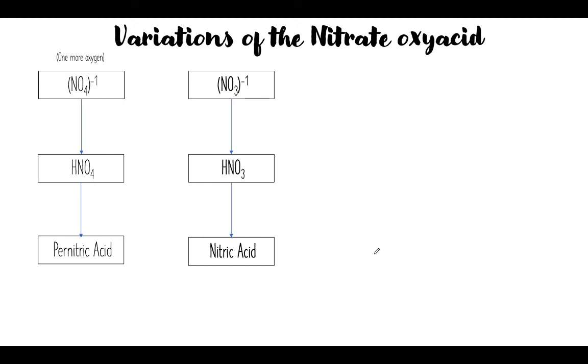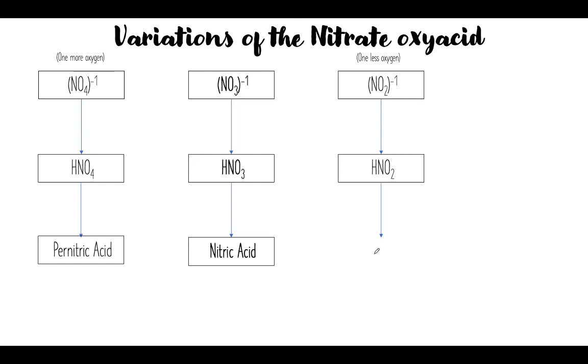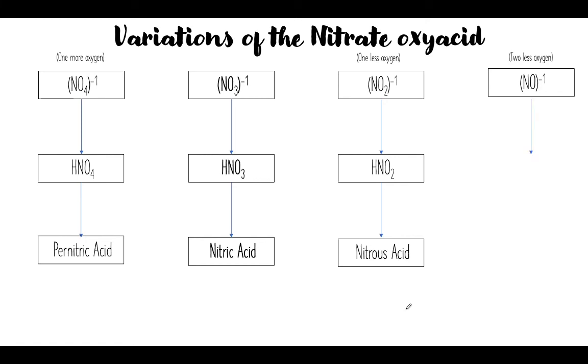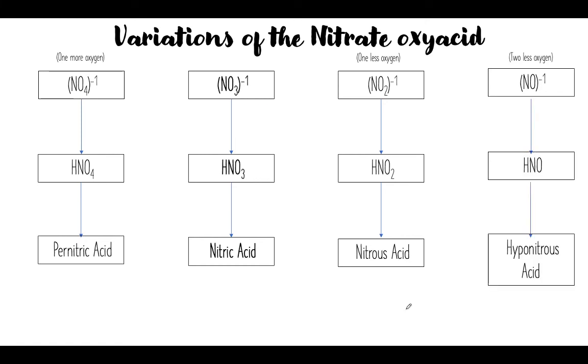Okay, let's go into a scenario where there's one less oxygen. Again, charge does not change. There's just one less oxygen. The acid that is formed is HNO2. The acid is nitrous acid. And if there's two less oxygens, it would be HNO, and it's hyponitrous acid.